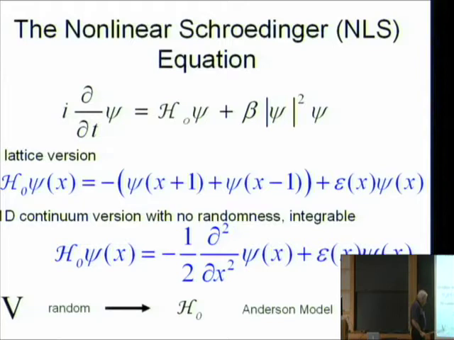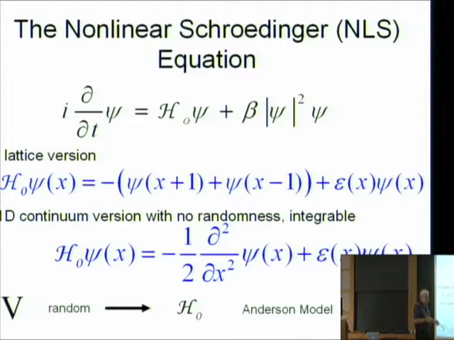Now, if V is random, H0 is just the Anderson model, and for this model, we know that without nonlinearity, in one dimension, all the states are localized in the continuum version and in the discrete version. Now, if we switch off the randomness, the continuum version without randomness is an integrable problem. There are enough integrals of motion, so this system is integrable, and we know what happens, and it depends on the sign of the nonlinear term. That's very important. On the lattice, the sign is not important, because in different parts of the band, the effective mass can change sign.